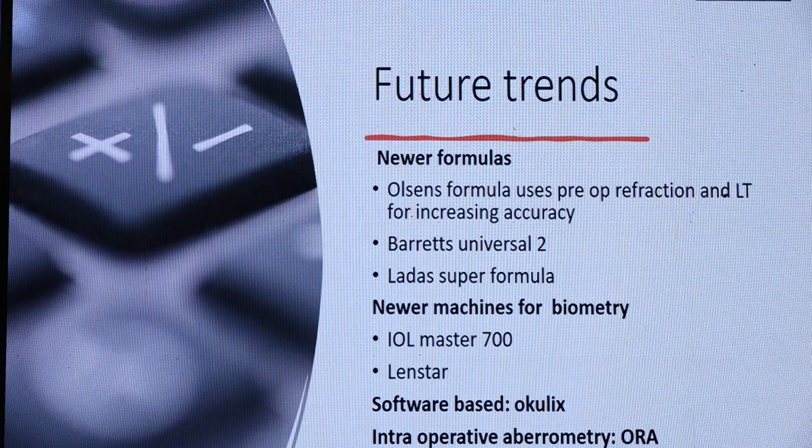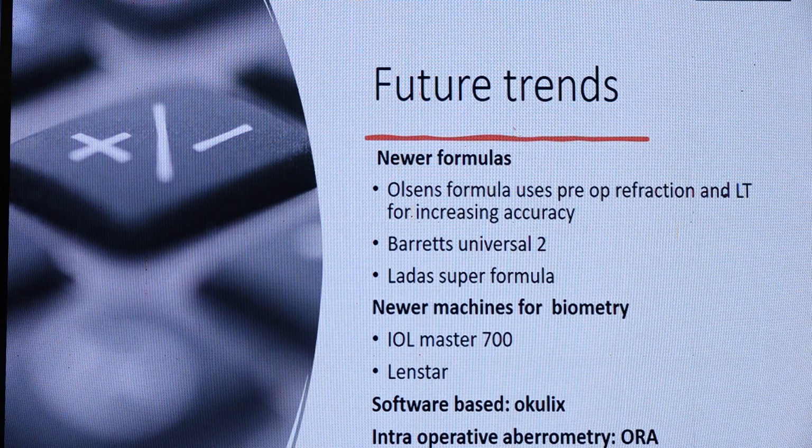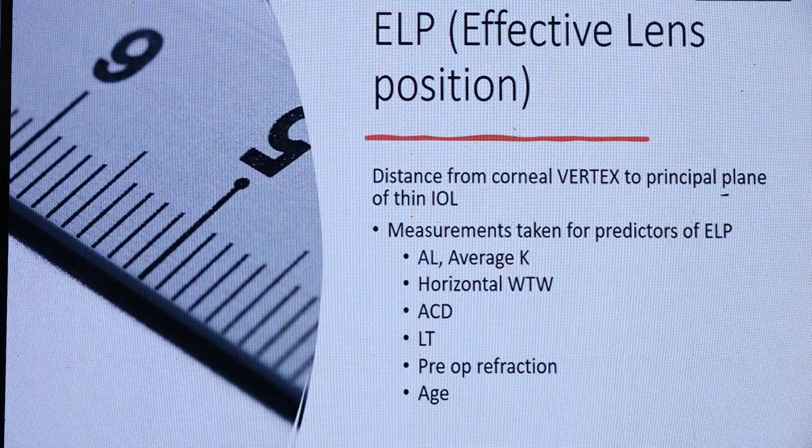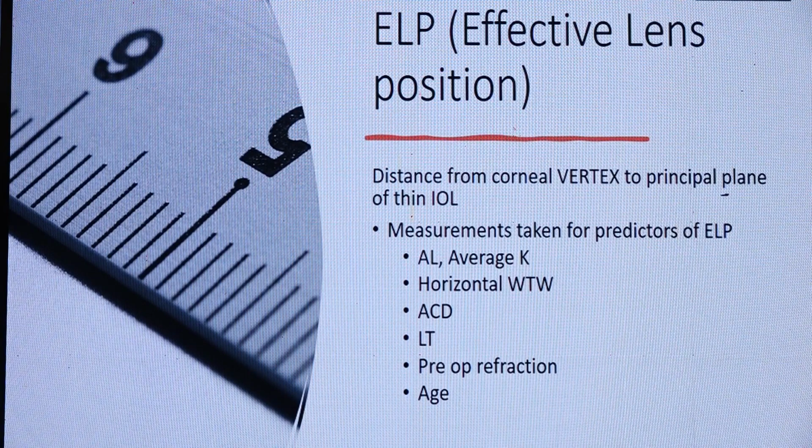Regarding future trends, Barrett's Universal 2 is very promising, and something like Ladas Super Formula has also come up, and Olsen's is also very promising, which uses ray tracing technology. Newer instruments are available for biometry, like IOLMaster 700 and LenStar. IOLMaster 700 has addressed many problems, like being able to measure axial length in dense cataracts and in patients with poor fixation. We should never forget to calculate the effective lens position, which is very important. In Barrett's Universal 2, we have all these predictors of ELP, because this determines the post-operative refraction.